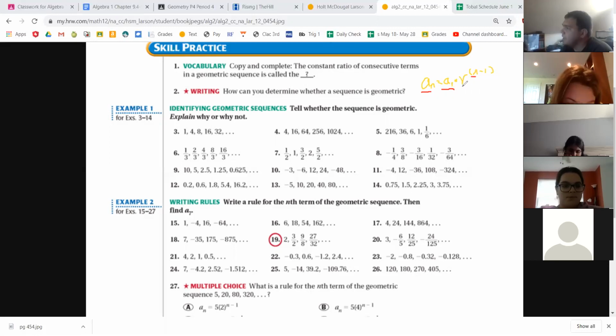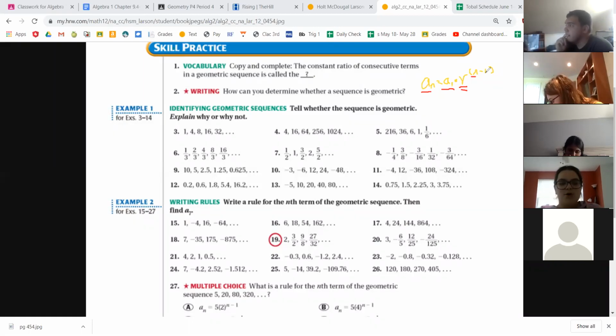But R is completely different. What's different about R is that R is the multiple, the ratio, or what you're multiplying by. That could be a fraction, that R. And also, this is the power of n minus 1. The last one we did, it was d times n minus 1. This is R to the power of n minus 1. So very big difference.